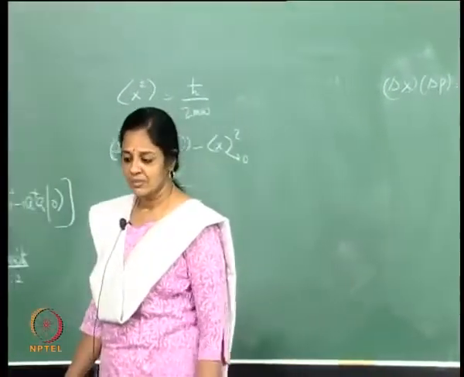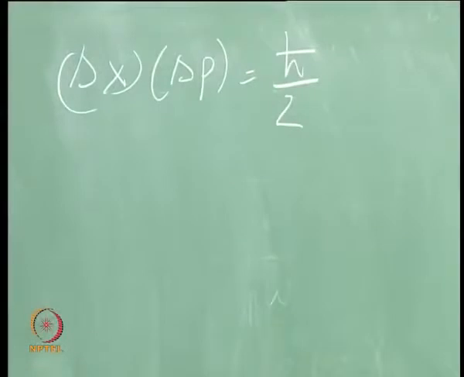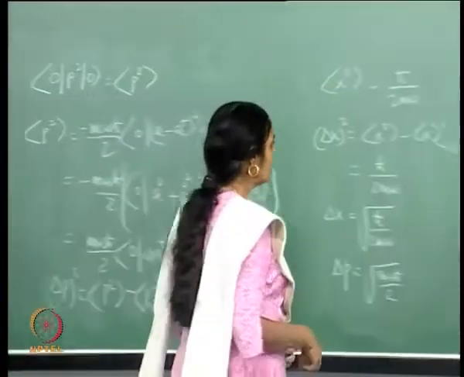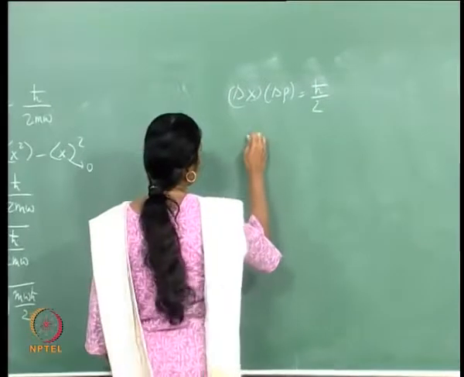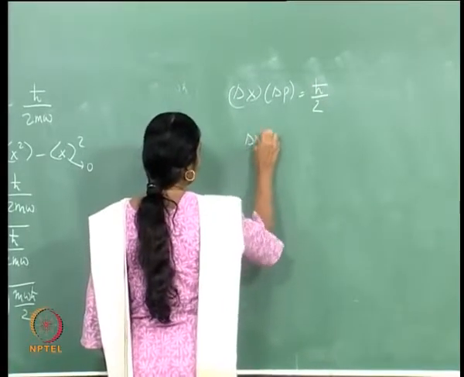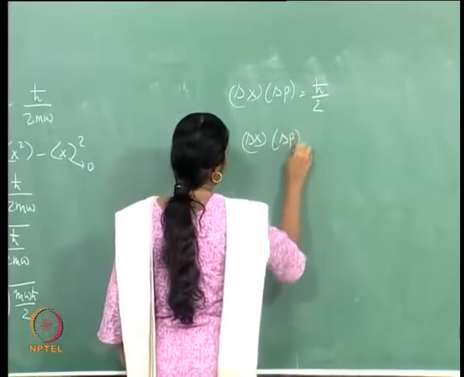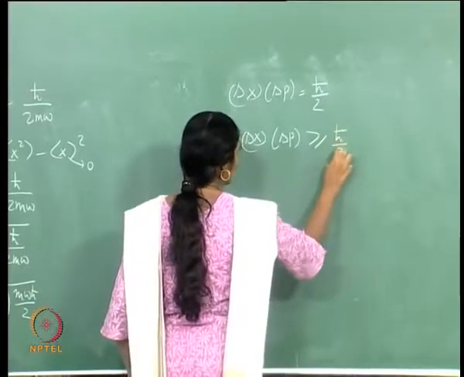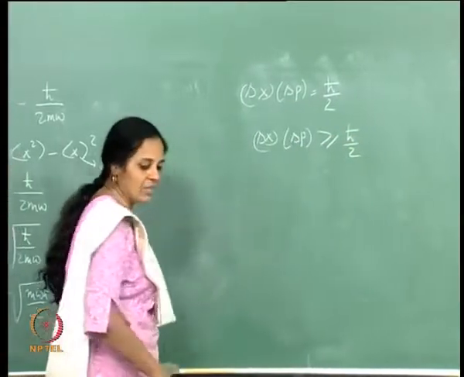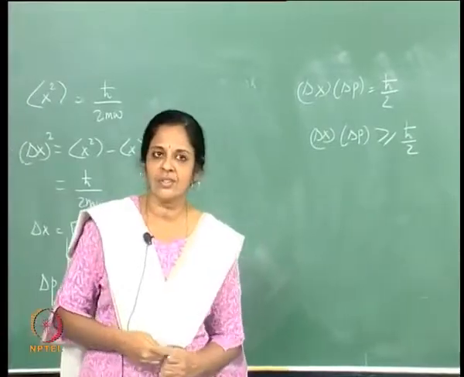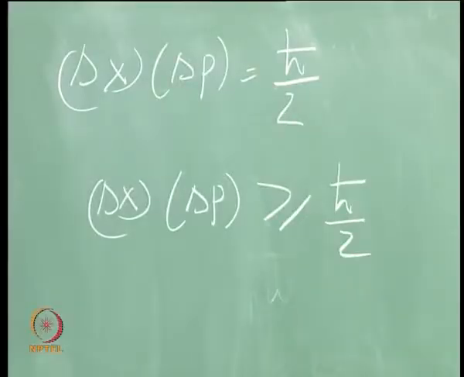It is a minimum uncertainty state. You would recall that the uncertainty principle told us that delta x delta p would be greater than or equal to h cross by 2. Now, here is a state, the ground state of the simple harmonic oscillator, where delta x delta p is equal to h cross by 2. The equality holds. What does that mean?